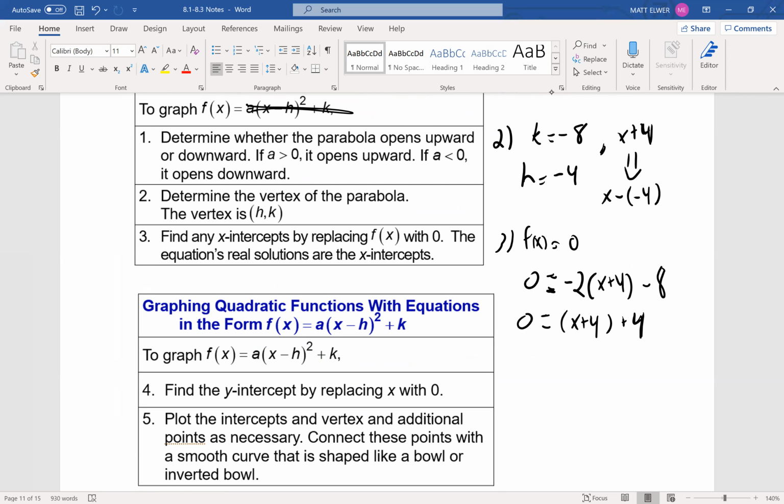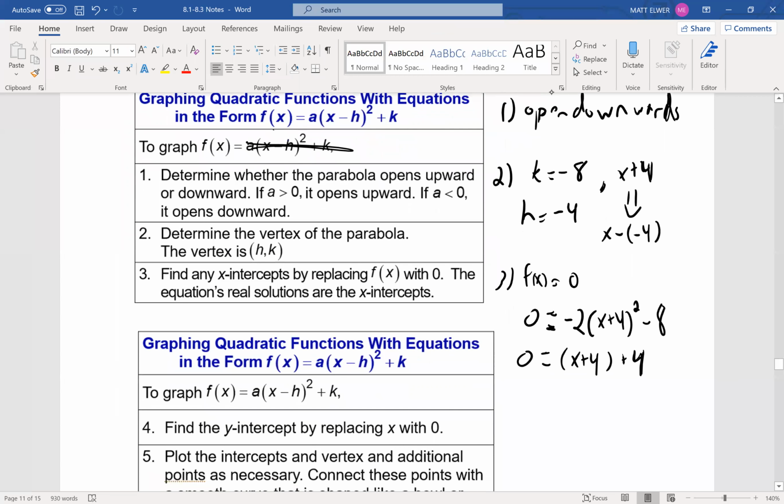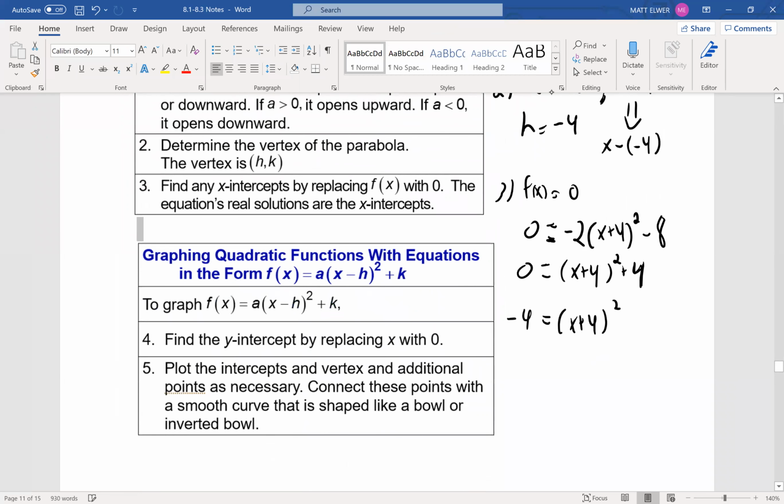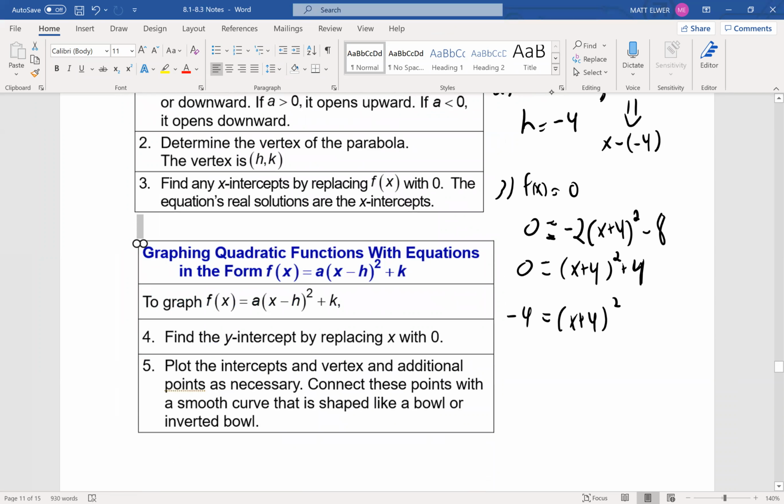Oh, sorry, that's squared. Yeah, squared. Notice that I can subtract 4 on both sides. -4 is equal to (x plus 4) squared. I can square root both sides. So we get the positive or negative square root of -4 is equal to x plus 4. Subtract 4 on both sides, we get x is equal to -4 plus or minus the square root of -4.